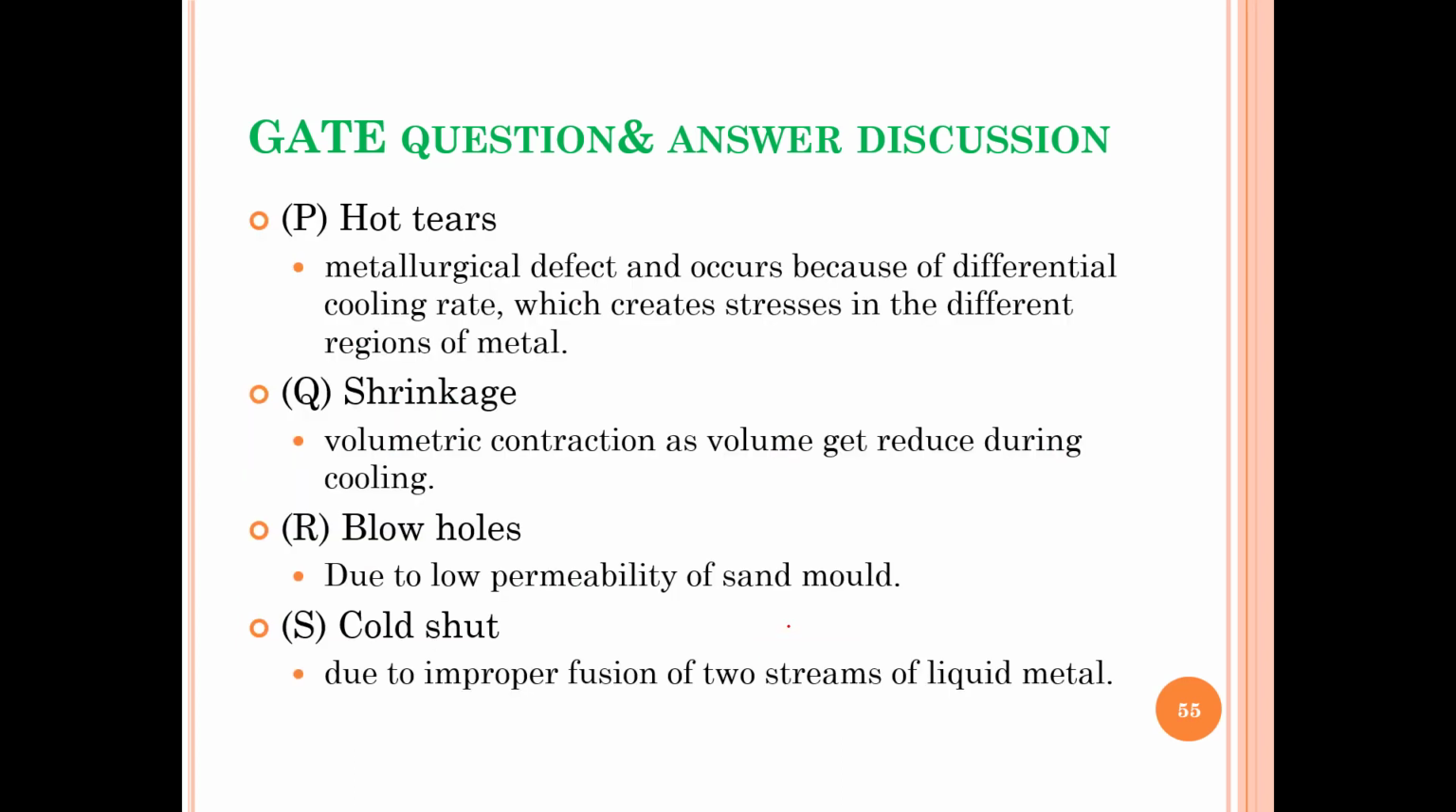Hot tears, it is a metallurgical defect and occurs because of differential cooling rate, which creates stress in the different regions of the metal. Shrinkage, it is a volumetric contraction as volume reduces during cooling. Blowholes, this is due to low permeability of the sand mold. Cold shut, due to improper fusion of two streams of liquid metal.